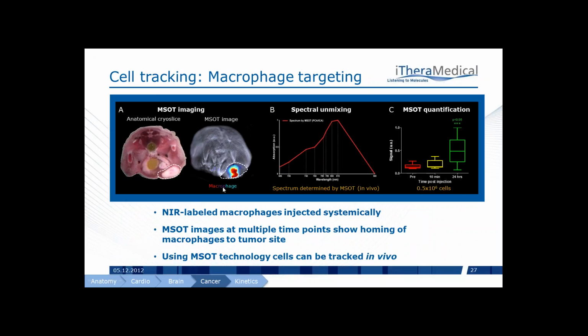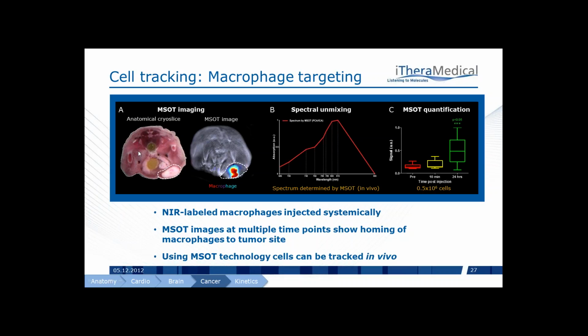Of course, it's more important to do this in vivo, and here I show an example where we took macrophages, another type of immune cell, and we used the same type of dye, but in this case it was a CellVue 800 dye, which is commercially available through LI-COR. And we labeled those macrophages and injected them systemically and monitored their tumor homing potential over time.